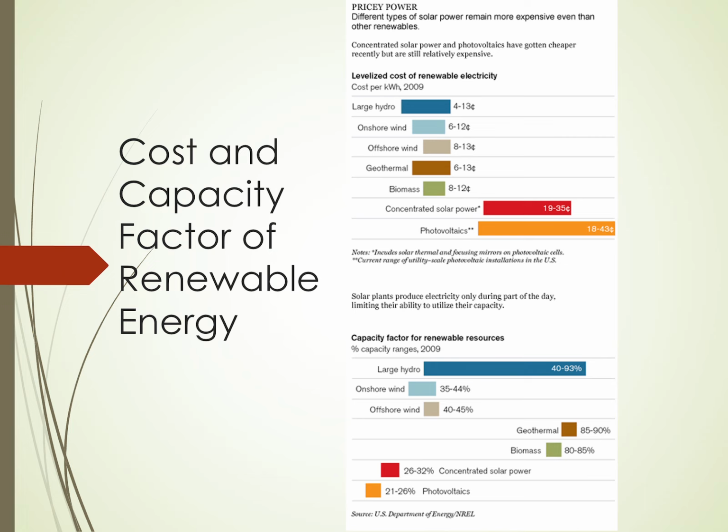This is showing cost and capacity for renewable energy. Capacity is the amount that you have. So you see photovoltaics there. Cost has come down a lot. This is a little bit older figure. And we're only using 21 to 21.6% of our basically capacity. And it's come down a lot in cost.